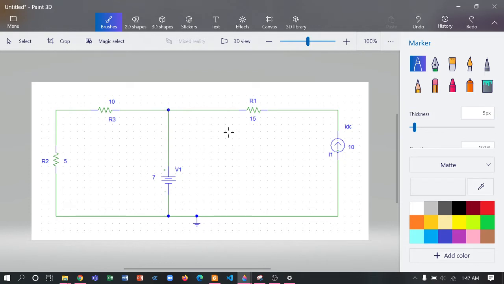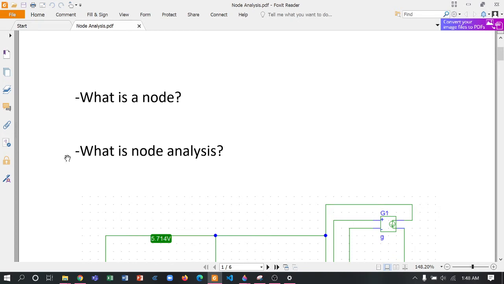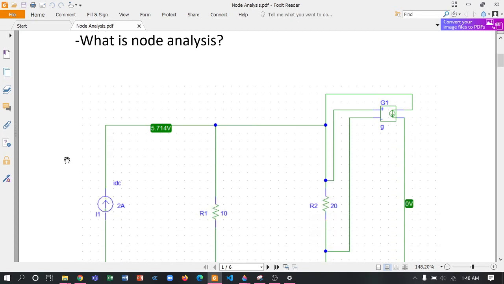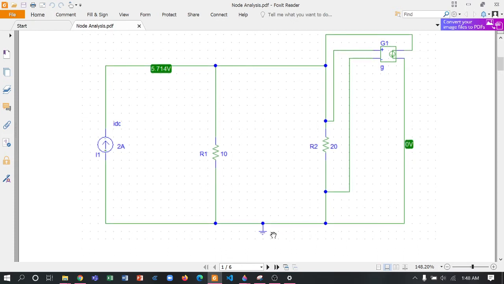Now when we have some definition of a node, we can go to node analysis. So what is node analysis? For this I have this image. It may look complicated, but you can see there is a ground here, there are two resistors, one is 10 ohm and another one is 20 ohm, and there is a current source, and it is called a voltage dependent current source.